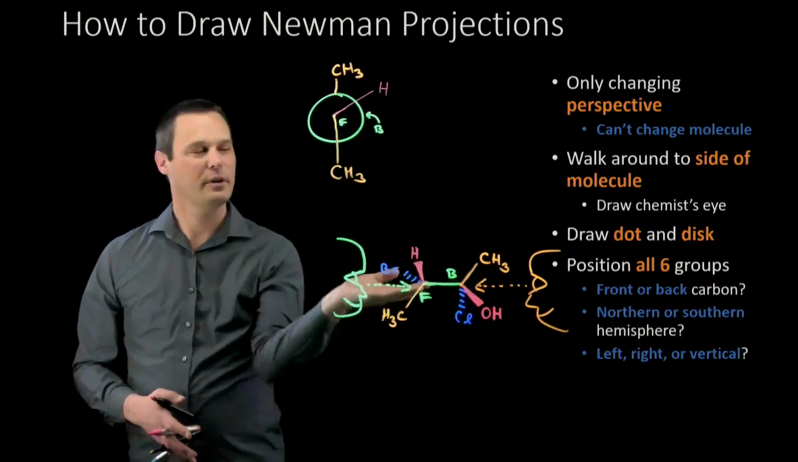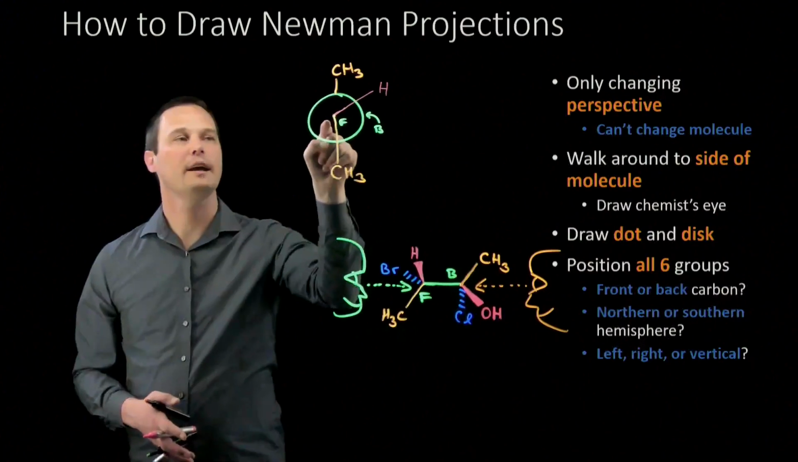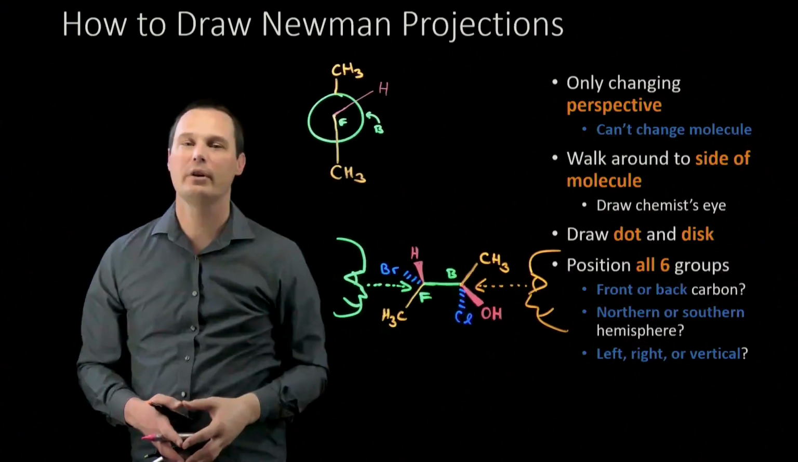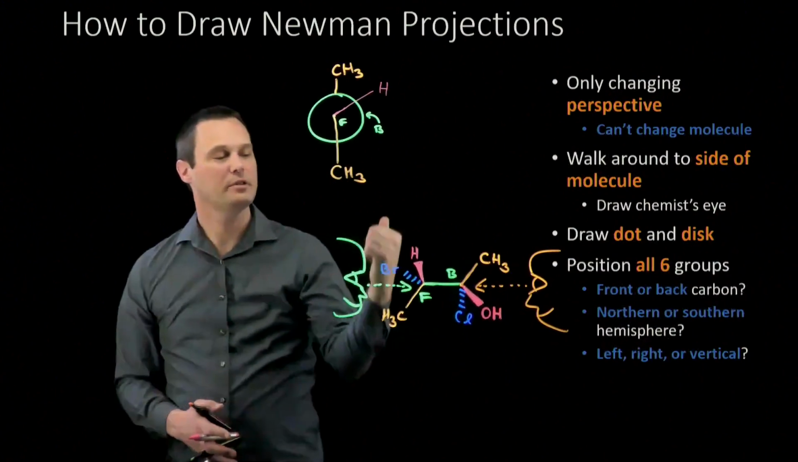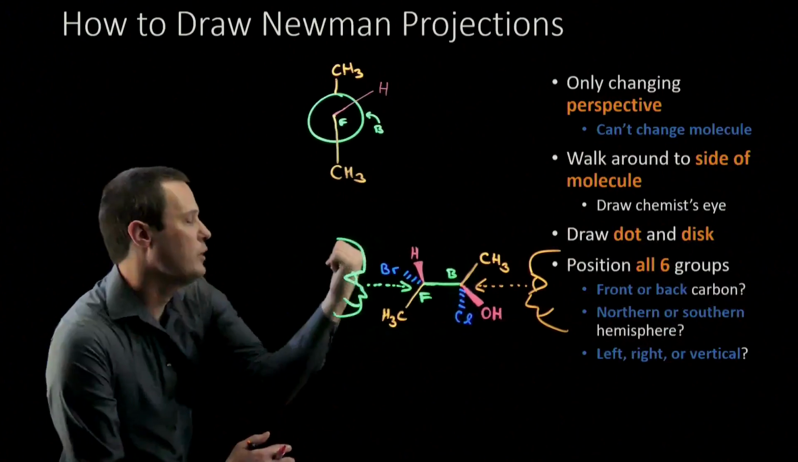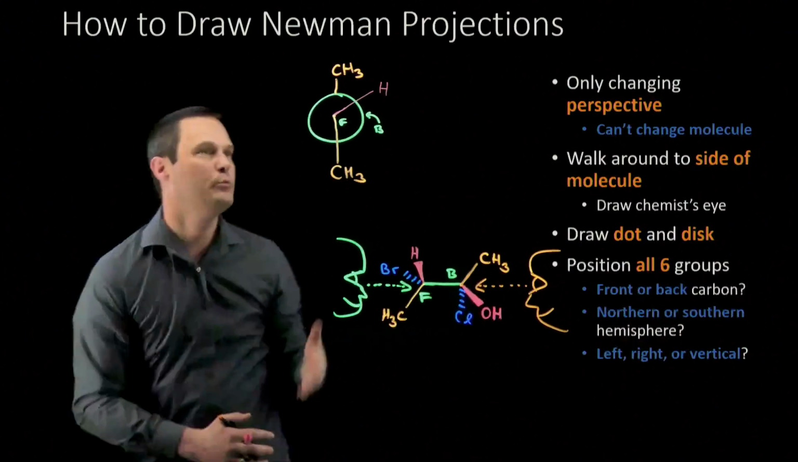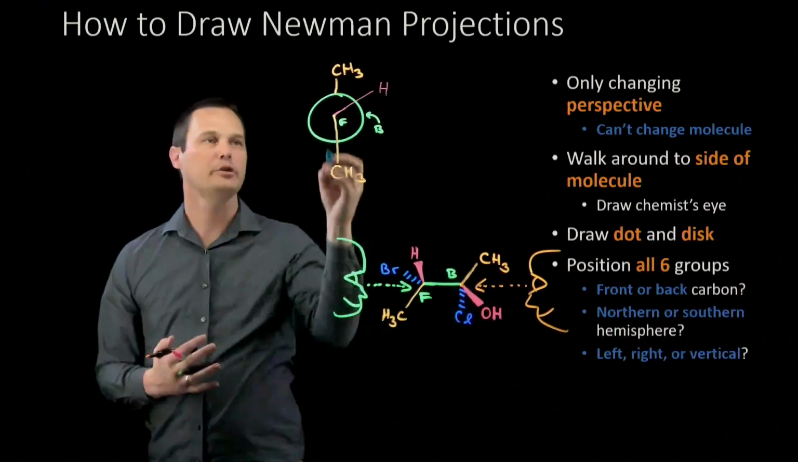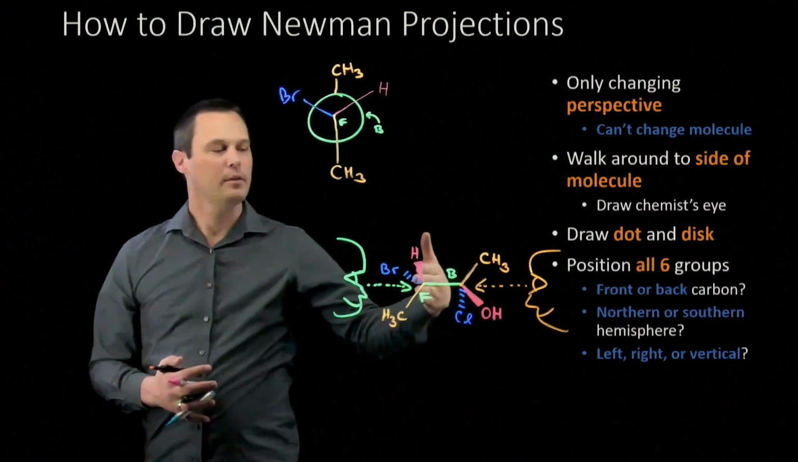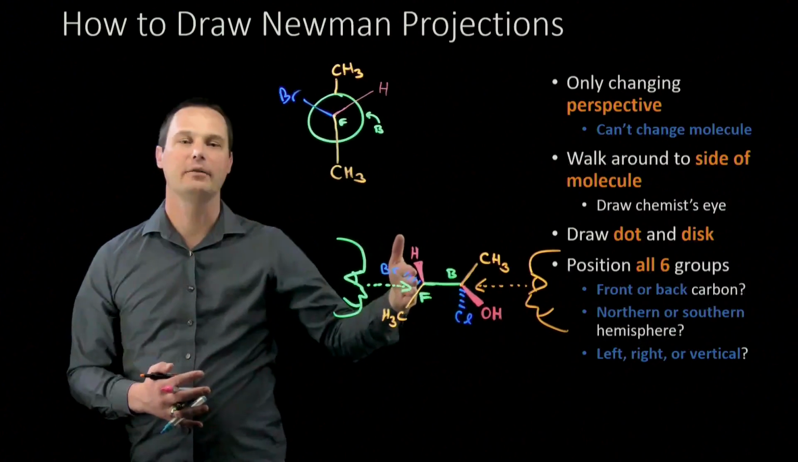The bromine is attached to the front carbon. It's up in the northern hemisphere, so the bromine will be attached to the front carbon up in the northern hemisphere of our Newman projection. This bromine is pointed away from you as the viewer. As you take your position to the side of the molecule and look at it from the new perspective, notice the bromine is now pointed to the left side of your body. The bromine will go on the left side of our new Newman projection. As I rotate that molecule, the bromine is going to take its place on the left side of the new Newman projection.